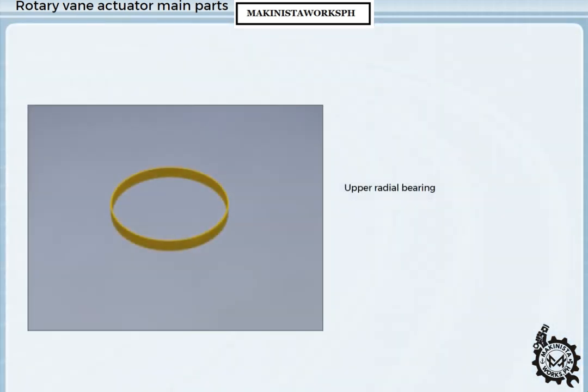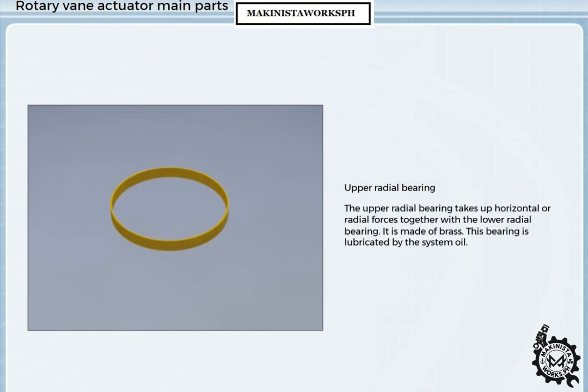Upper radial bearing. The upper radial bearing takes up horizontal or radial forces together with the lower radial bearing. It is made of brass. This bearing is lubricated by the system oil.